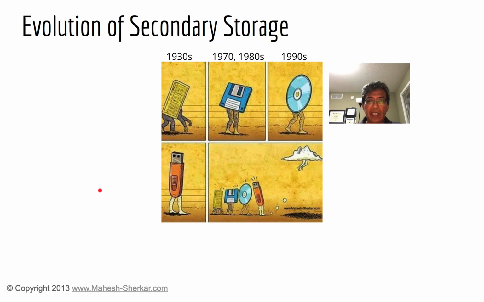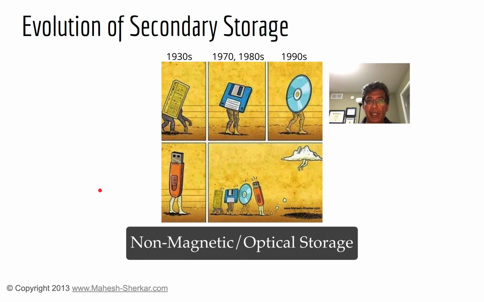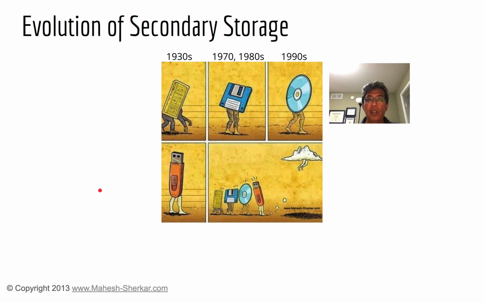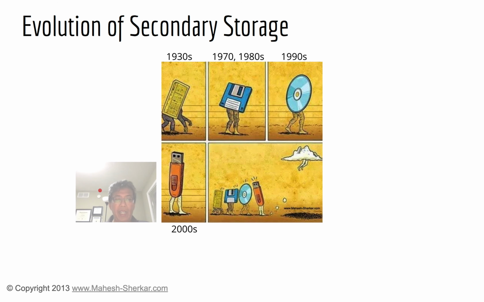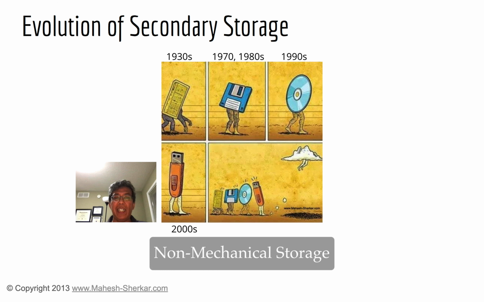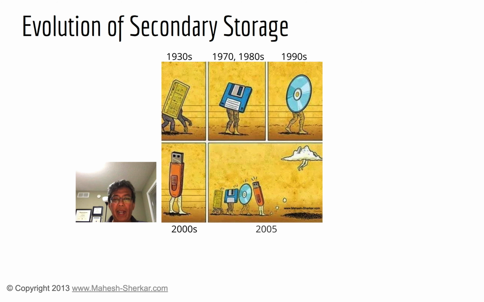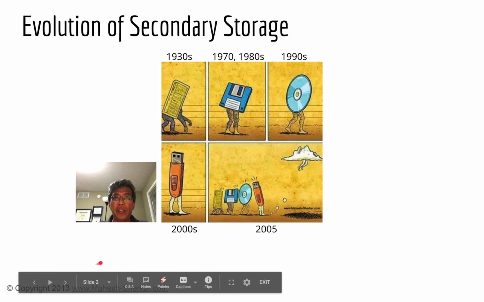And in the 90s, non-magnetic storage mediums were becoming popular. During that time, CD-ROMs, writable CDs, and DVDs were widely used for distributing software and also for backups. And in the 2000s, the trend was to use non-mechanical storage devices because they are more reliable and also faster. And finally, we see how cloud storage is the norm today.